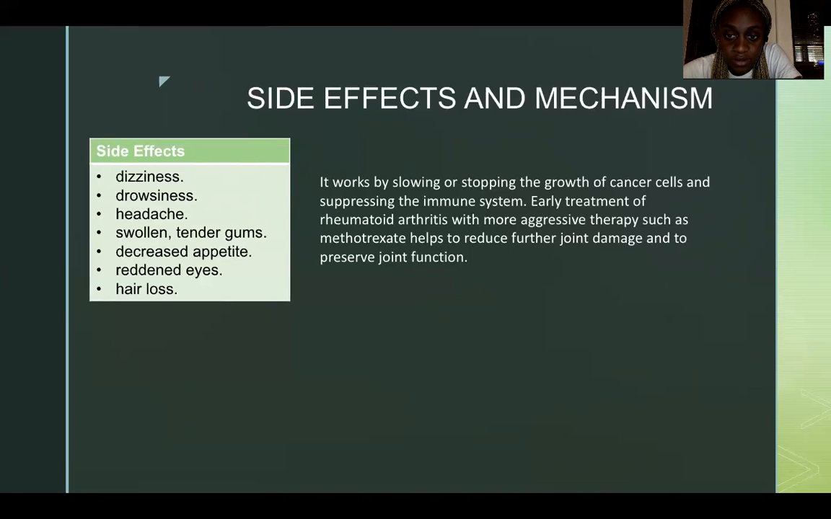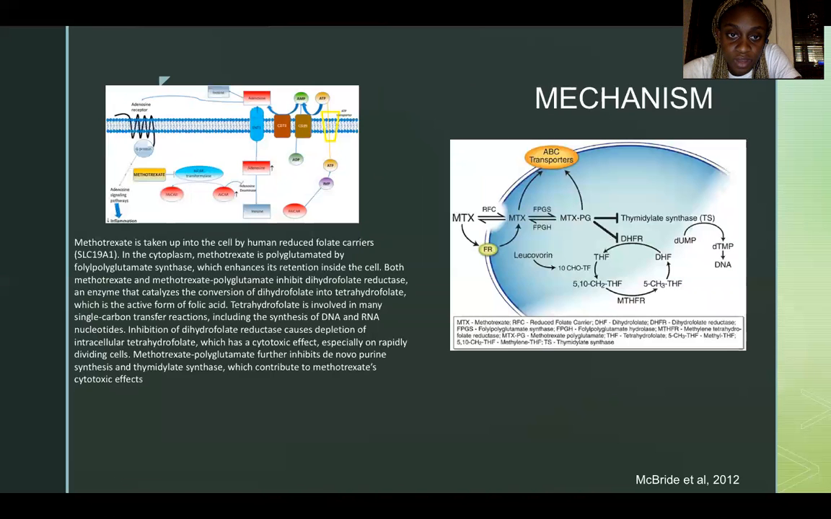The drug works by stopping the growth of cancer cells and suppressing the immune system. Early treatment of rheumatoid arthritis or cancer with more aggressive therapy helps reduce further joint damage and prevent loss of joint function. So ideally, methotrexate will really slow down the growth of your cancer cells, which will really affect the mechanism of methotrexate.